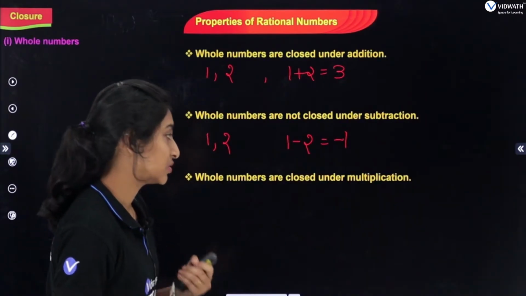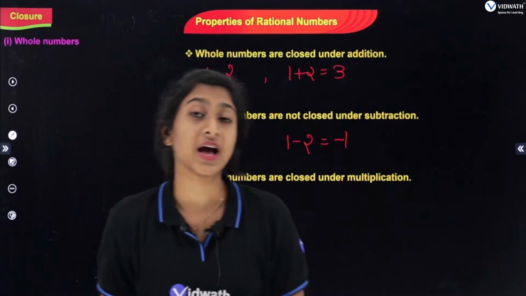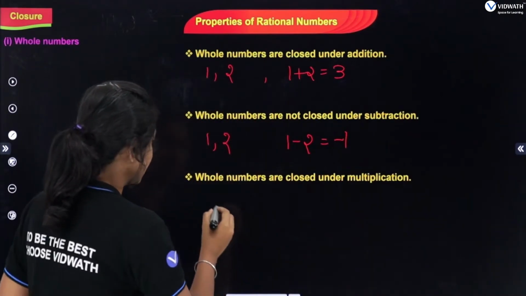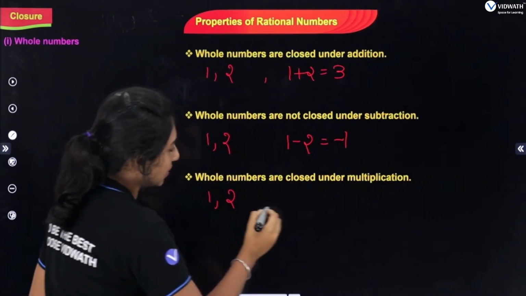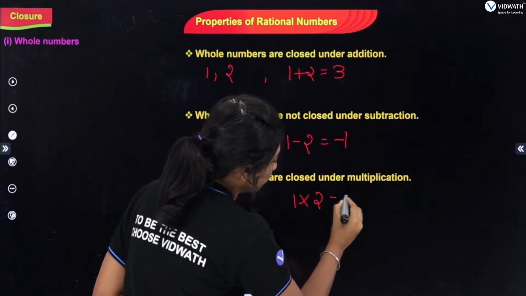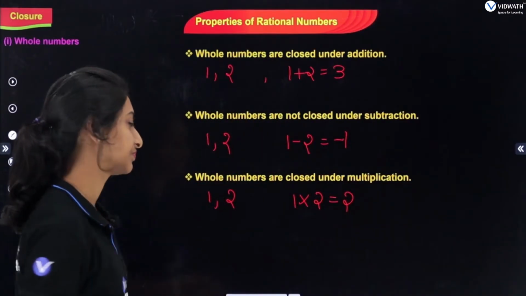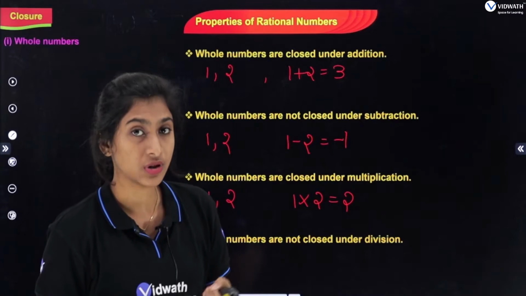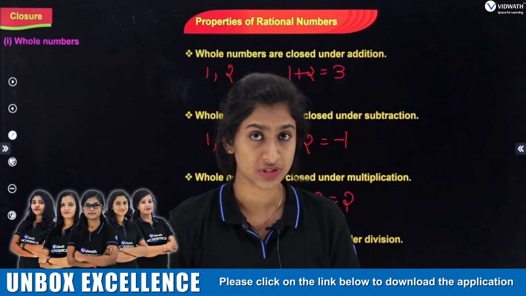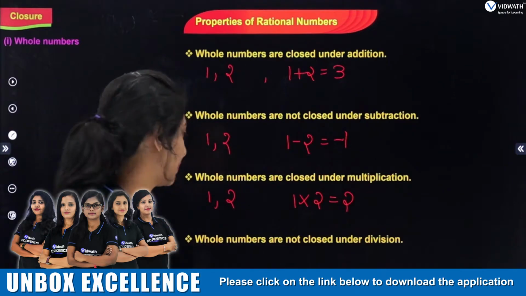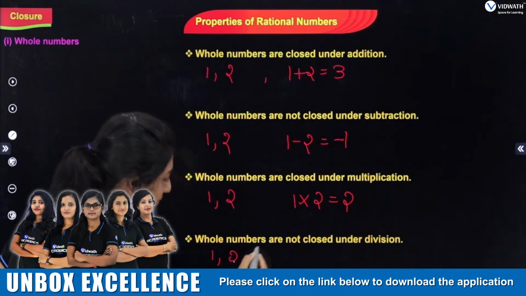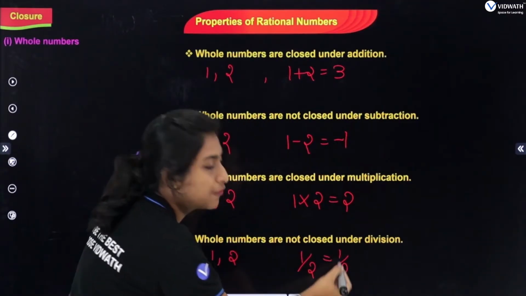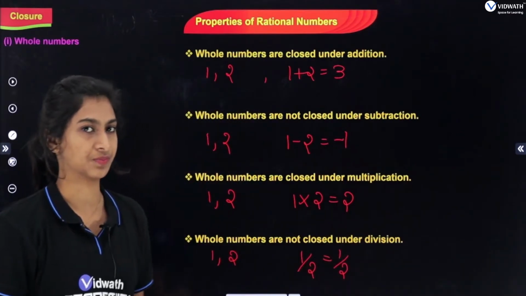Next, whole numbers are closed under multiplication. If a and b are whole numbers, then a into b is equal to c, which is a whole number. So, we'll see the example. If 1 and 2 are whole numbers, then 1 into 2 is equal to 2, and 2 is a whole number. Next, whole numbers are not closed under division. If a and b are whole numbers, then a divided by b is equal to c, which is not a whole number. We'll see that 1 and 2 are whole numbers, then 1 divided by 2 is equal to 1 by 2. That is a fraction, right? Which is not a whole number.